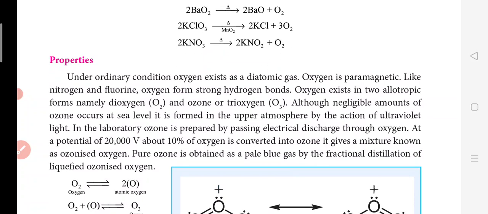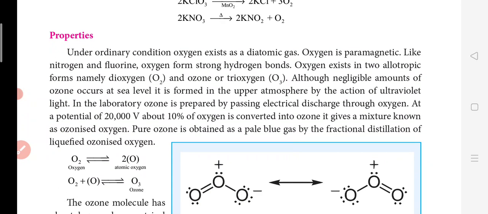And its properties. Under ordinary conditions, oxygen exists as a diatomic gas, and oxygen is paramagnetic. And like nitrogen and fluorine, oxygen forms strong hydrogen bonds. And it exists in two allotropic forms, namely dioxygen and trioxygen. So it has two allotropic forms, namely O2 and O3, where O3 is ozone.